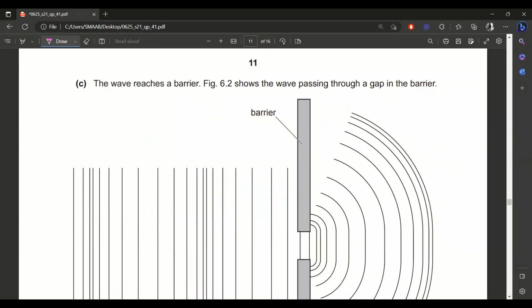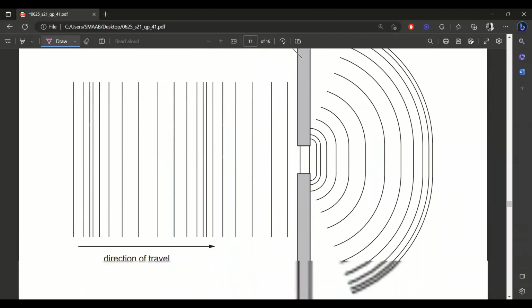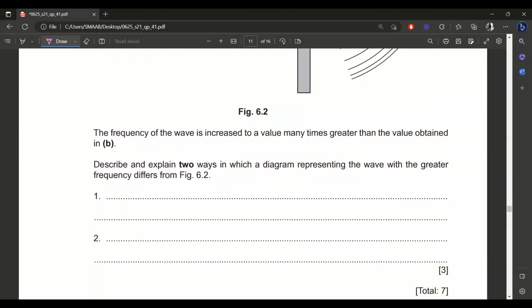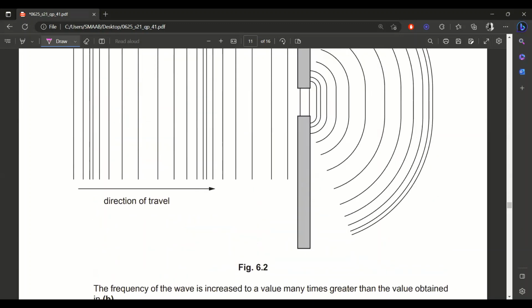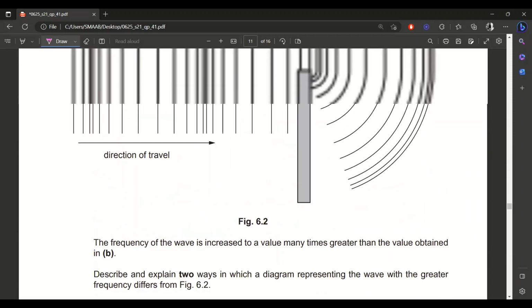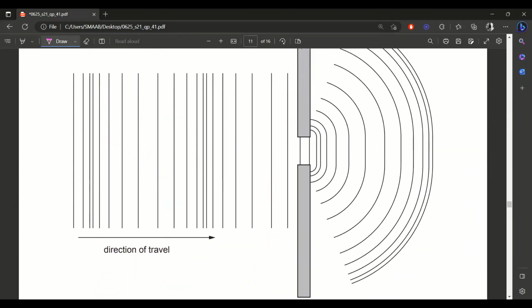Okay, so part C of this question: the wave reaches a barrier. Figure 6.2 shows the wave passing through a gap in the barrier, and the frequency of the wave is increased to a value many times greater than the value obtained in B. So describe and explain two ways in which a diagram representing the wave with the greater frequency would differ. So we need to just justify the statement with reference to the greater frequency. If frequency increases, we know that there will be a greater number of waves in a unit time.